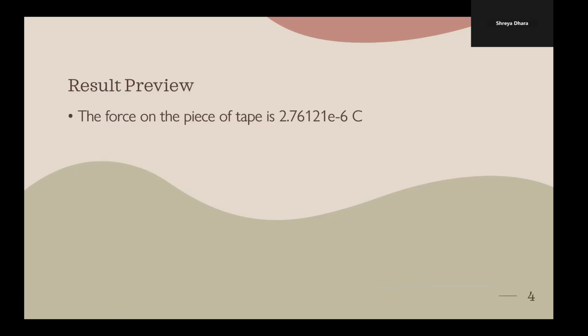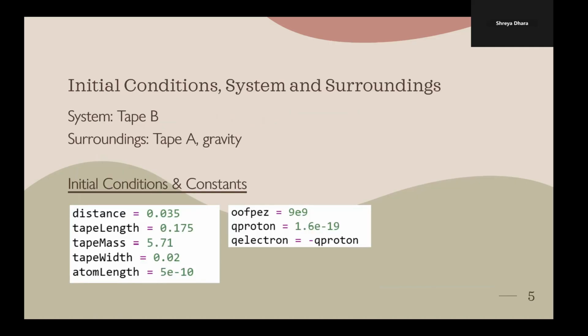To give a preview of my results, I got that the charge on the piece of tape is 2.76 times 10 to the negative 6 coulombs. And then here's my initial condition. The system is going to be tape B. The surroundings are going to be tape A and gravity. And then I listed all the constants and conditions I had here: the distance between the two tapes, the length of the tape, the mass of the tape, the width of the tape, the length of an atom, the UFPES, which is like our K, or 1 over 4 pi epsilon naught, and then the charges of a proton and electron.